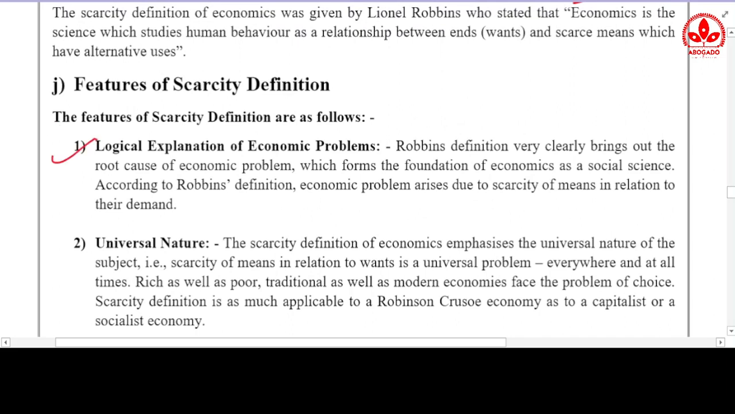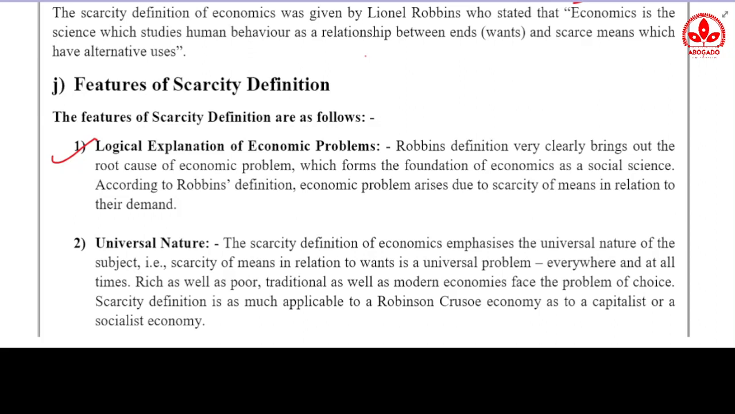Okay, now if we talk about the features of the scarcity definition, the first thing is the logical explanation of economic problems. Now Robbins' definition very clearly brings out the root cause of the economic problem, which forms the foundation of economics as a social science. According to Robbins' definition, the economic problem arises due to scarcity of means in relation to their demand. Now we study anything so that it is able to produce a solution to our problems. So we study economics for that reason only, that it gives a solution to the problems which we are having.